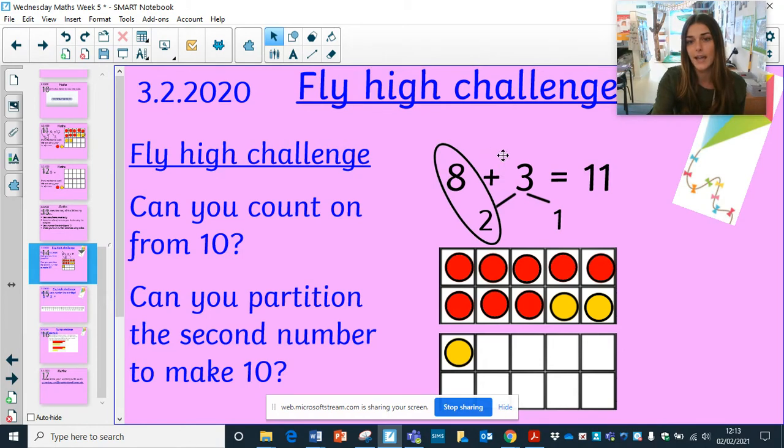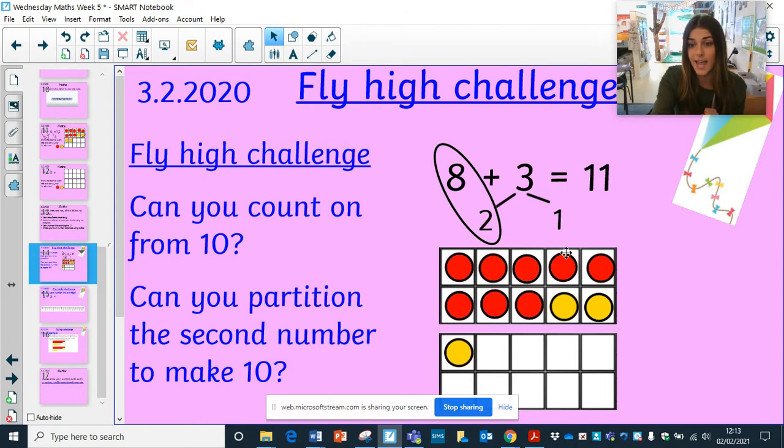You've got your 8 add 3, which equals 11. And as we spoke about before, you've got your 8 in one colour, your 3 in another to show those two different numbers that you're adding together. And then you've partitioned that number 3. So what needs to go with 8 to make 10? So out of that number, it's 2. So 8 and 2 has made my 10, which you can see at the top there.